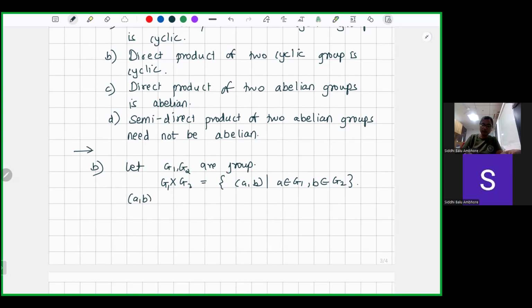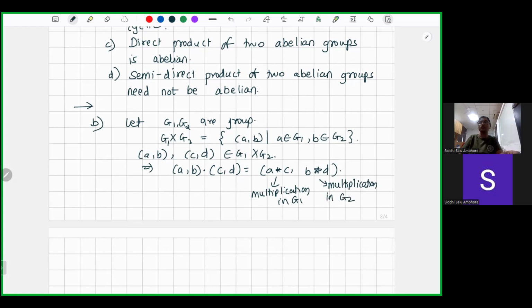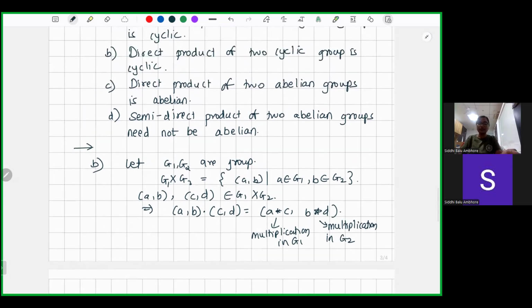And the multiplication: if (a, b) and (c, d) belong to G1 cross G2, that is the direct product of G1, G2, then the new product in G1 cross G2 is the product (a star c, b star d), where the first is multiplication in G1 and the second is multiplication in G2. Okay, so this is the direct product.